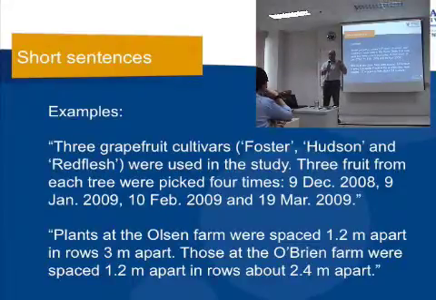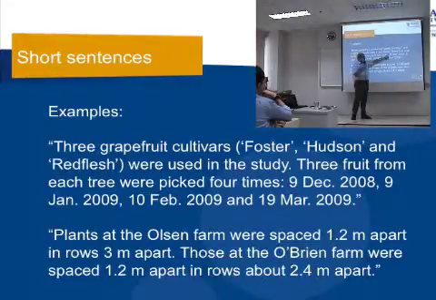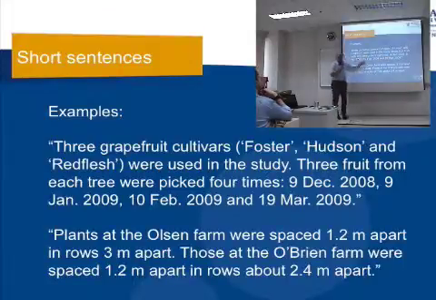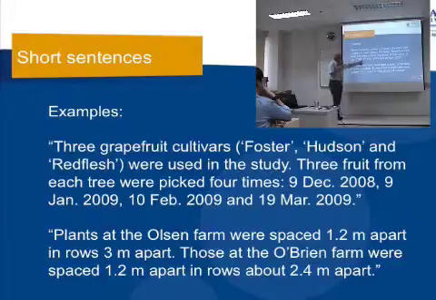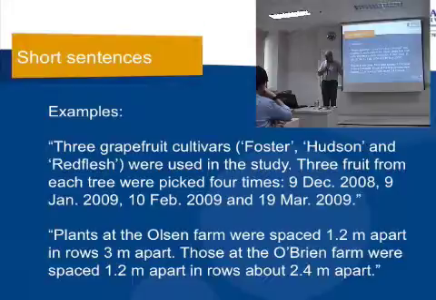Now, when you were writing something like that, you probably would have made all that one sentence. But try and keep those sentences short. They were picked 4 times, colon, and then the 4 times as 4 dates, separated by commas, with the appropriate abbreviations for each month, which will depend on the journal that you published in as to how that abbreviation is written.